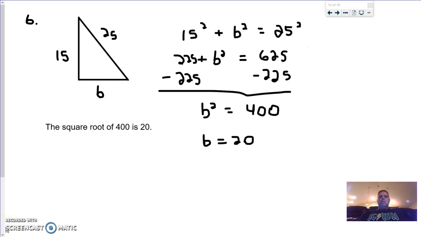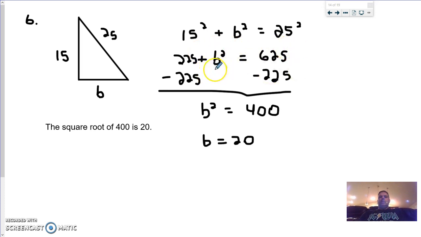Similarly, in number 6, we are now looking for side B. We know that a is 15. We know that the hypotenuse C is 25. Therefore, we have 15 squared plus b squared equals 25 squared. 15 squared is 225, plus b squared equals 625.